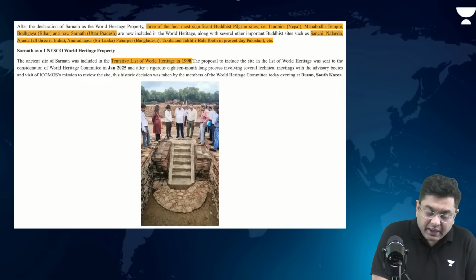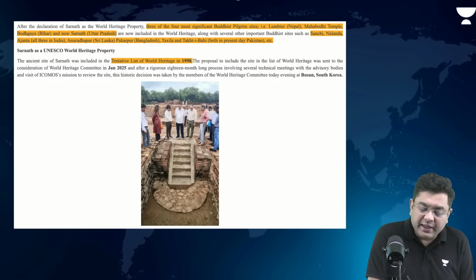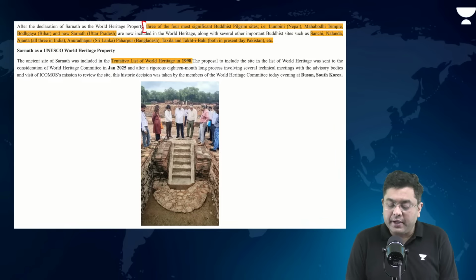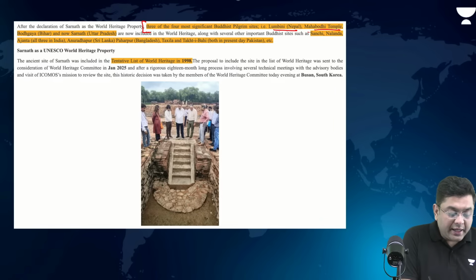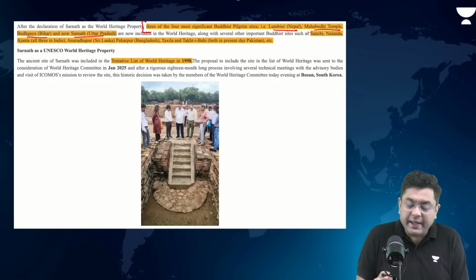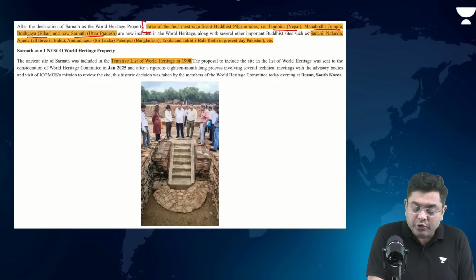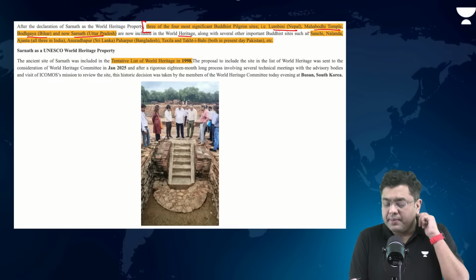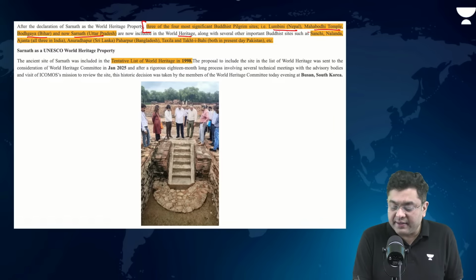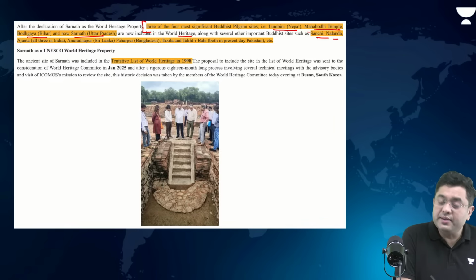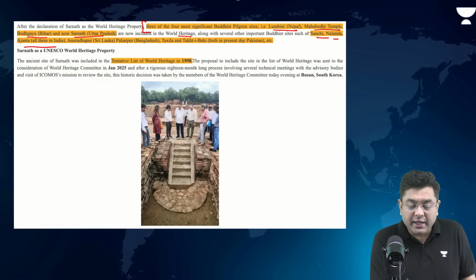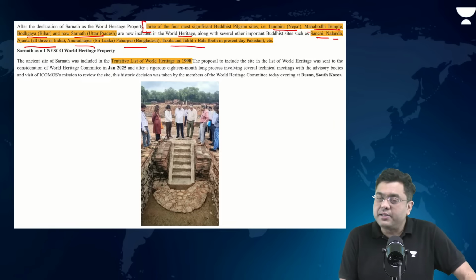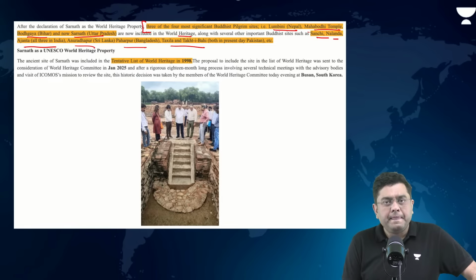Now, here, after the declaration of Sarnath, three of the four most important Buddhist pilgrim sites, that is Lumbini, Mahabodhi Temple, Bodh Gaya, and now Sarnath, all of them have been added into the World Heritage list, along with other sites, that is Sanchi, Nalanda, Ajanta, which are in India. Then you have Anuradhapura in Sri Lanka, Paharpur in Bangladesh, Takshila and Takht-i-Bahi, which are in the region of Pakistan.